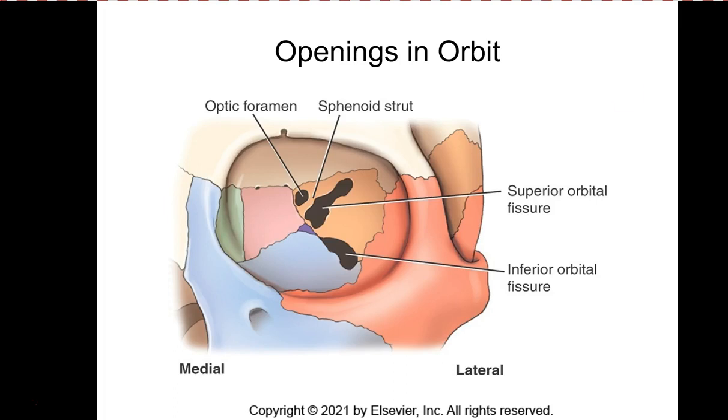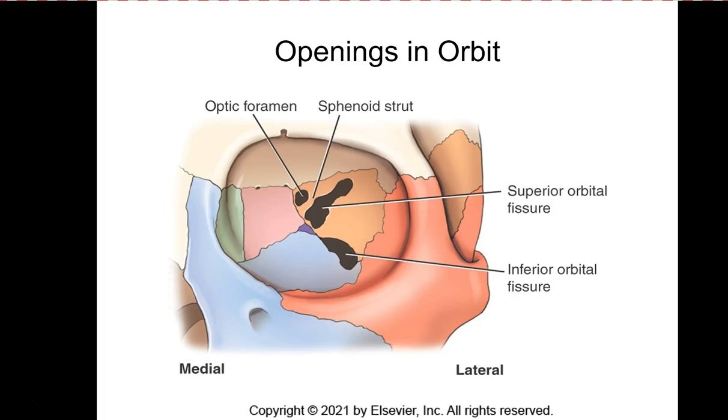wing of the sphenoid. The inferior orbital fissure allows for transmission of the maxillary branch of cranial nerve number 5, which permits entry of the sensory nerves for the cheek, nose, upper lip, and teeth. So there's a lot going on in these little openings.